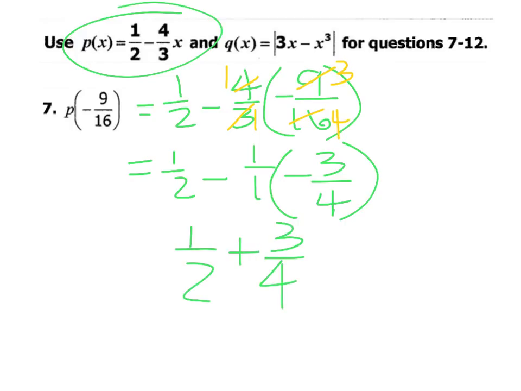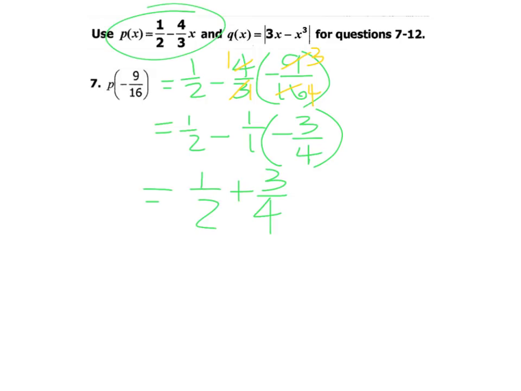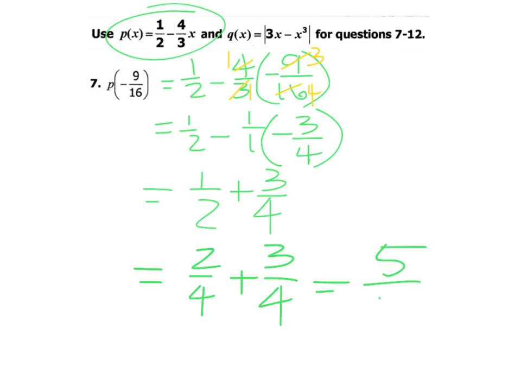So we've got 1/2 plus 3/4. We're adding fractions, so we need common denominators. So we're going to change 1/2 to 2/4 plus 3/4. Add our numerators together. And oh, why did I write a 7? This is a 4. Now 2 plus 3 gives us 5 over 4. So 5/4 is our final answer. p of negative 9/16 equals 5/4.